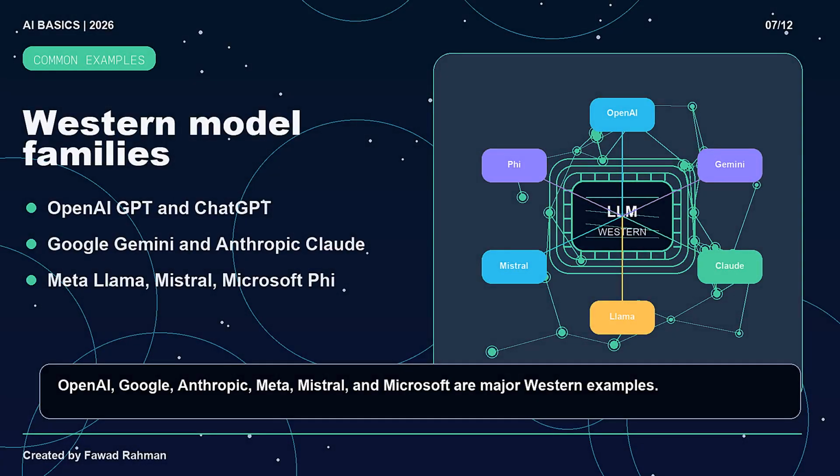Many well-known model families come from companies in the United States and Europe. OpenAI builds GPT models used in ChatGPT. Google builds Gemini. Anthropic builds Claude. Meta builds Llama, which is important in the open-weight world. Mistral, from France, builds both cloud and open-weight models. Microsoft also has Phi models, which are smaller and efficient. These names change over time, but the family idea stays useful.